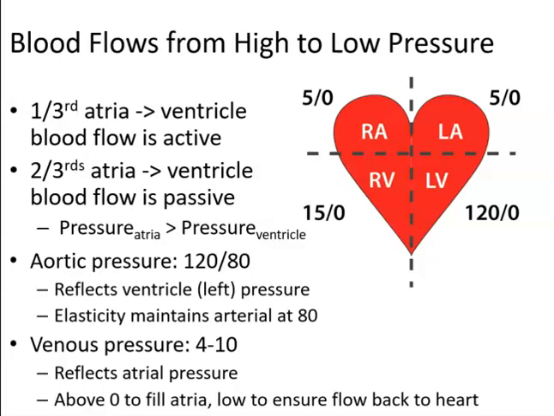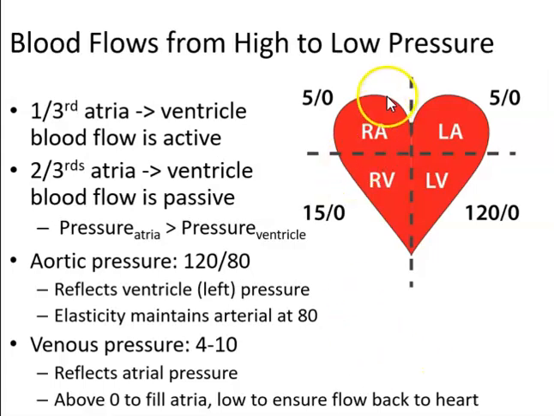We said earlier that the majority of the blood that enters the atria will flow into the ventricles passively. So about 2/3 of this blood will flow from the atria to the ventricle passively, whereas 1/3 of the blood within the atria is actively pumped into the ventricles. The numbers that you see in this picture represent systolic pressure over diastolic pressure, so the pressures during contraction and relaxation respectively.